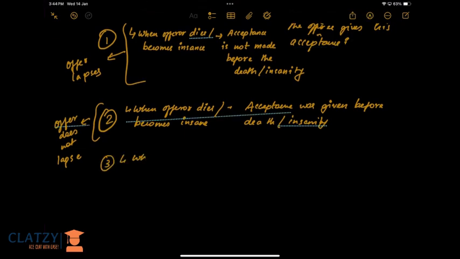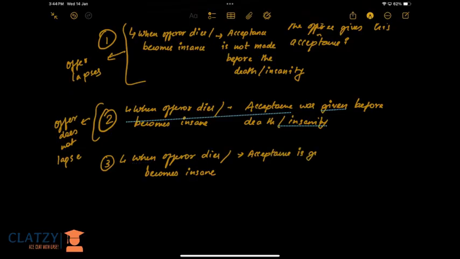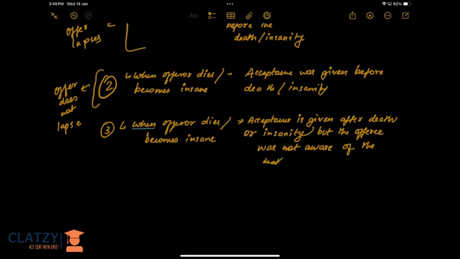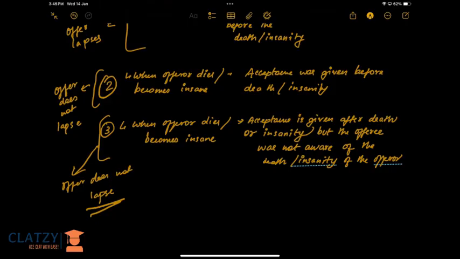Third situation, when the offerer dies or becomes insane. Acceptance is given after death or insanity, but the offeree was not aware of the death or insanity of the offerer. In this scenario, the offer does not lapse. So the crucial distinction is knowledge.